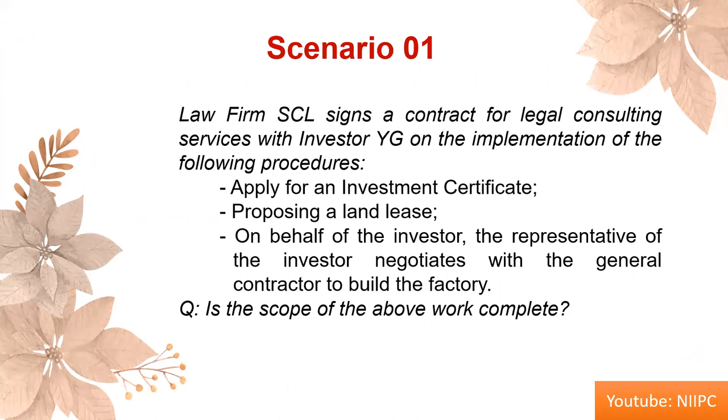Going to see scenario one. Law firm SCL, China, provides contract legal consulting services to investor G1 on the implementation of the following procedures: apply for an investment certificate, proposing a land lease on behalf of the investor; the representative of the investor negotiated with the general contractor to build a factory. So, is the scope of the involved work complete?